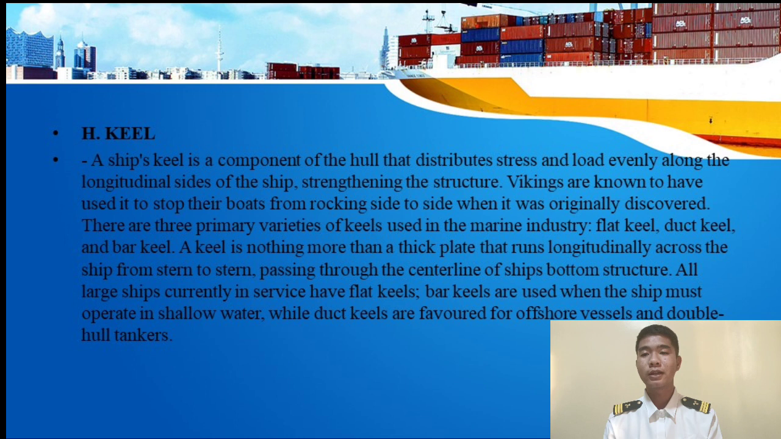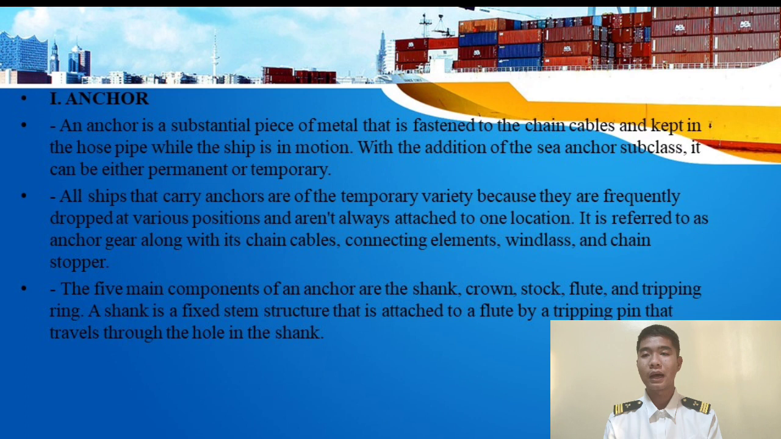A keel is nothing more than a thick plate that runs longitudinally across the ship from stern to stern. Passing through the center line of the ship's bottom structure, all large ships currently in service have flat keels. Bar keels are used when the ship must operate in shallow water, while duck keels are favored for offshore vessels and double hull tankers. The next one, anchor.